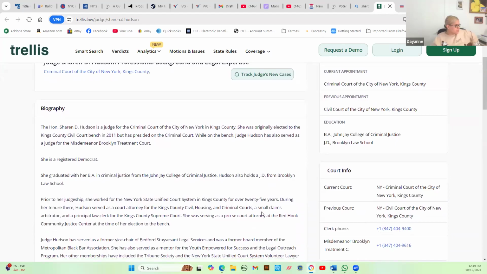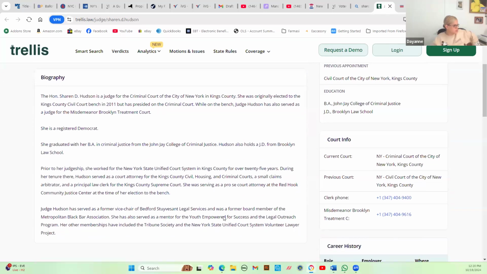The Honorable Sharon D. Hudson is a judge at the Criminal Court of the City of New York, Kings County, originally elected to Kings County Civil Court bench, but has presided in criminal court. Prior to her judgeship, she worked in the New York City Unified Court System 25 years. During her tenure, Hudson served as a court attorney for the Kings County Civil Arbitrator and Principal Law Court. She was serving as a pro se court attorney at the Red Hook Community Justice Center at the time of her election to the bench.